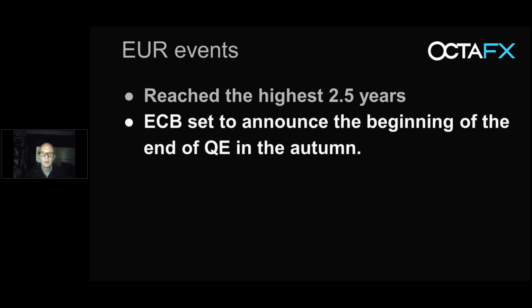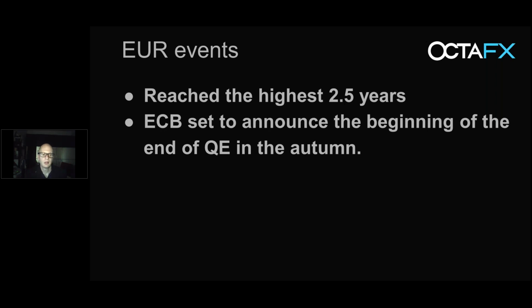It's a clear move. The biggest driver of the euro is that the ECB, the European Central Bank, is set to announce the beginning of the end of QE in the autumn. The European Central Bank is printing money, 60 billion euros a month, and it's going to run until the end of the year. But the direction of travel is that at the beginning of September, when they have the meeting, they will announce that from 2018 they will print less money, eventually stop printing money, and further down the road raise interest rates. So that is the direction.